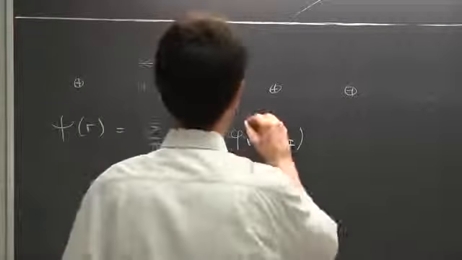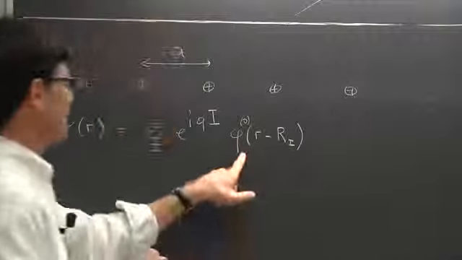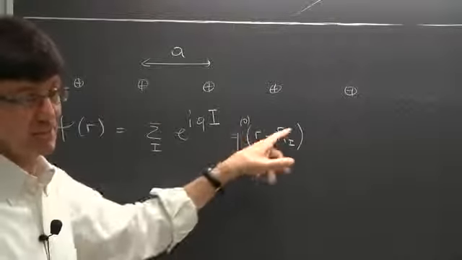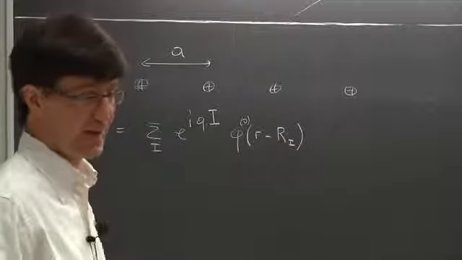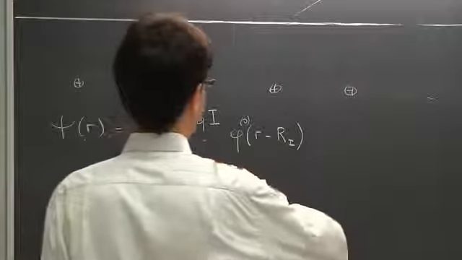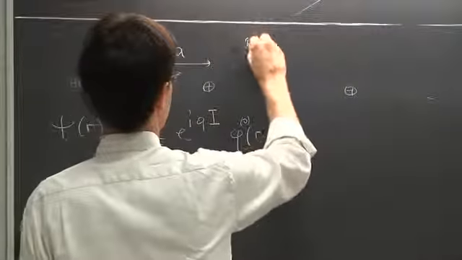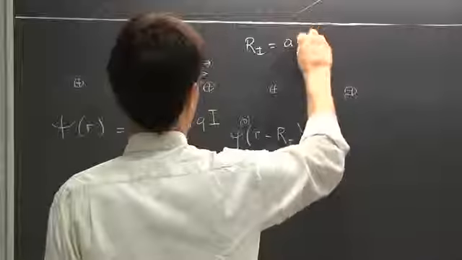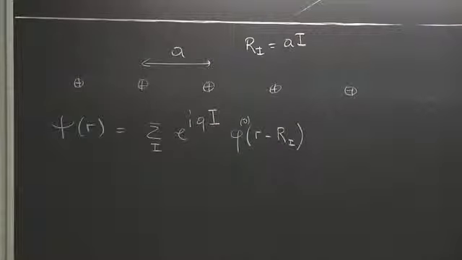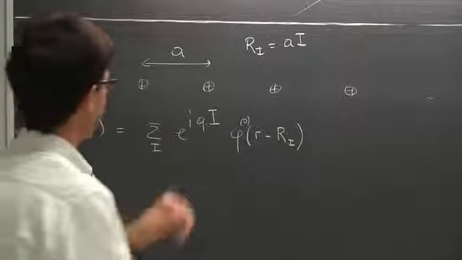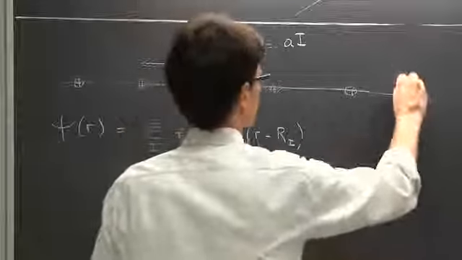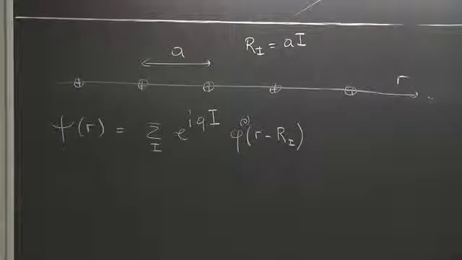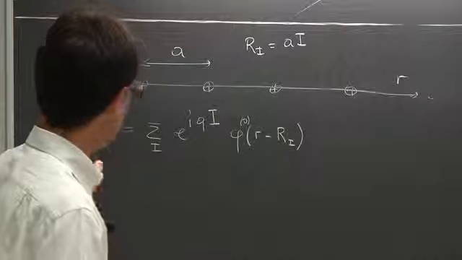Yes, you're right, we put the zero on top. And instead of putting i here, I'm writing explicitly what I mean by that. It's the atomic wave function centered at site R_i. And R_i is a times i. So it's the position along this one-dimensional line. We are in one dimension here. We forget about the extra dimensions. We're just in one dimension.